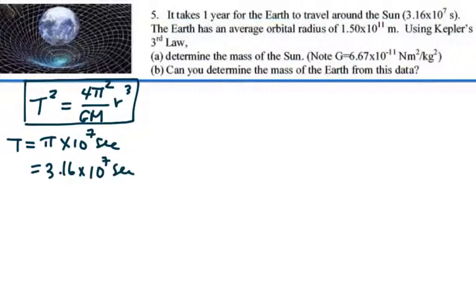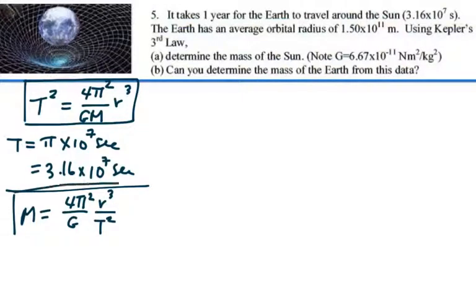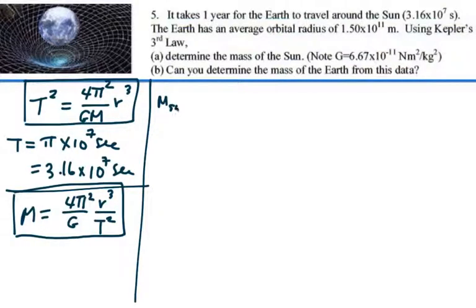Sounds good. So if we were to rearrange Kepler's third law and solve for the mass of the Sun, we would have the mass of the Sun is equal to 4 pi squared divided by G, radius cubed divided by the period squared. All we're doing is just bringing the M over to the left and the T squared over to the right.